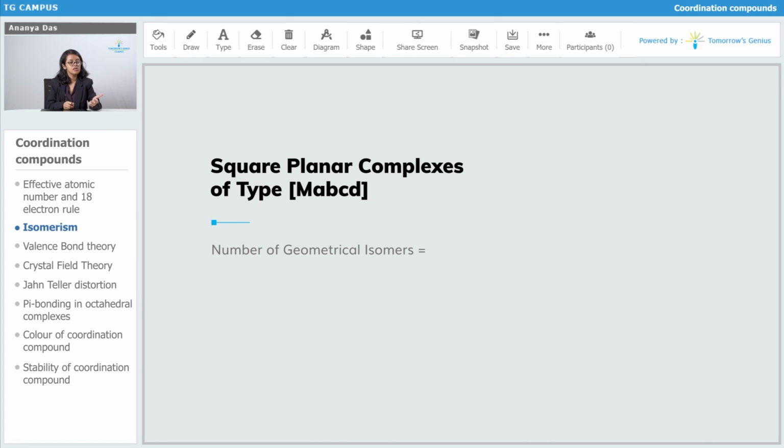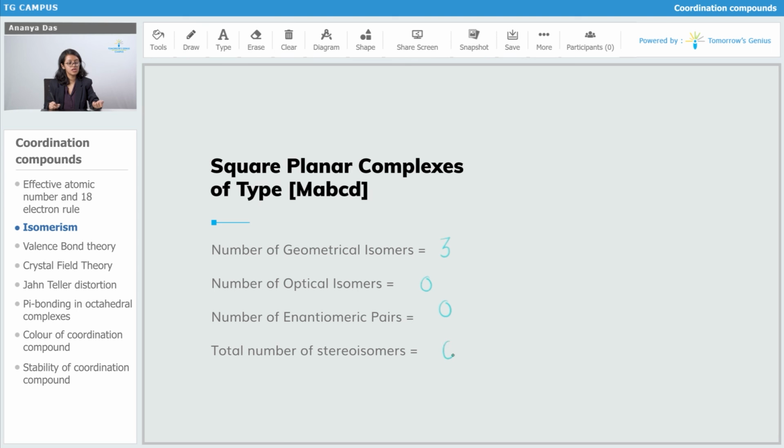So when we say the number of geometrical isomers, we are going to write 3. The number of optical isomers is going to be 0. If the number of optical isomers is 0, that means the number of enantiomeric pairs is also 0. Therefore, the total number of stereoisomers is the number of optical isomers plus the inactive pairs, so that's equal to 3. So these were all the possible isomers which can be exhibited by Mabcd.